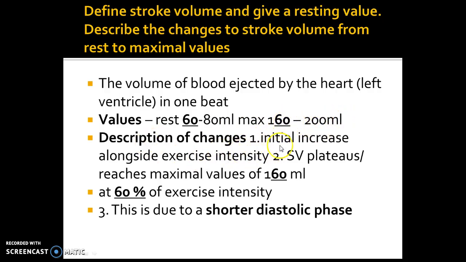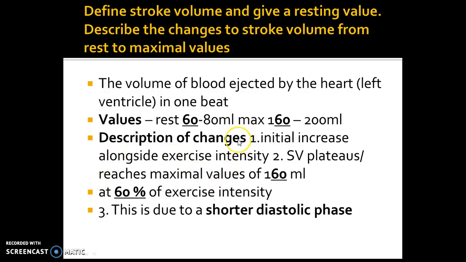And the description of the changes are, there's an initial increase alongside exercise intensity. However, maximal stroke volume, 160 millilitres, is reached at 60% of exercise intensity. The reason why this happens is when you're exercising, there's a shorter diastolic filling phase. So the heart can't fill up as quickly, so basically it ejects the blood quicker. So it's at 60% of exercise intensity.